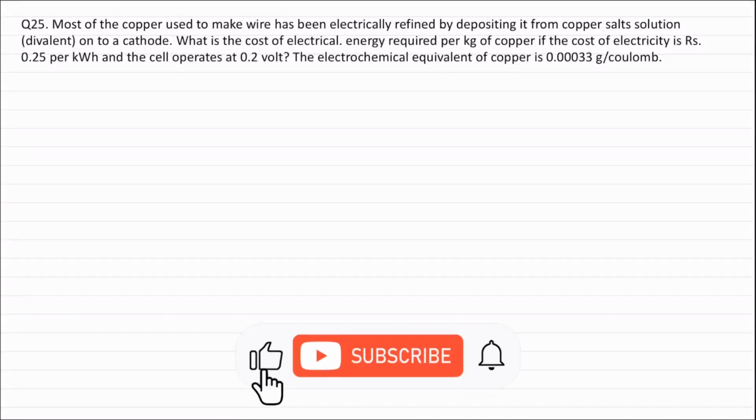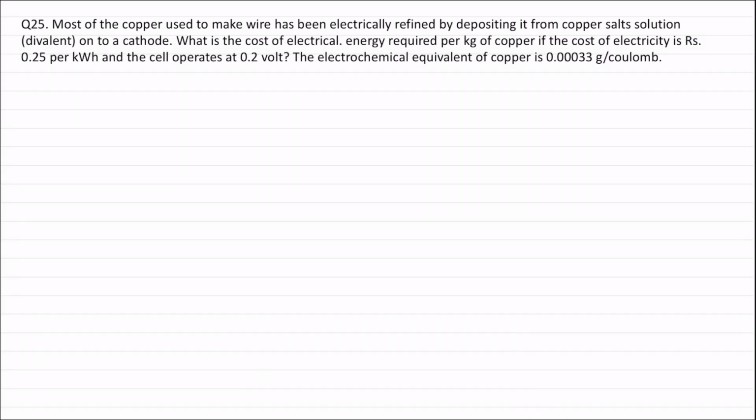Question 25. Most of the copper used to make wire has been electrically refined by depositing it from divalent copper salt solution onto a cathode. What is the cost of electrical energy required per kg of copper if the cost of electricity is rupees 0.25 per kilowatt hour and the cell operates at 0.2 volts. The electrochemical equivalent of copper is 0.00033 gram per coulomb. Now, electrochemical equivalent of copper is given. Weight of copper is given as 1 kg, which is also equal to 1000 gram.